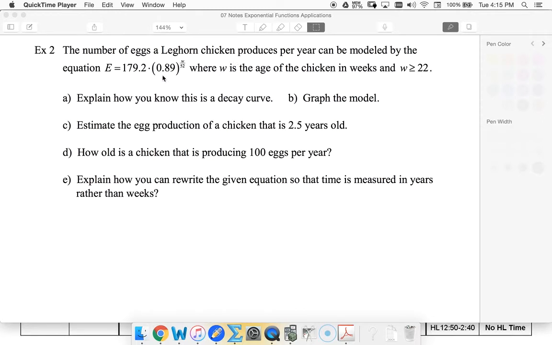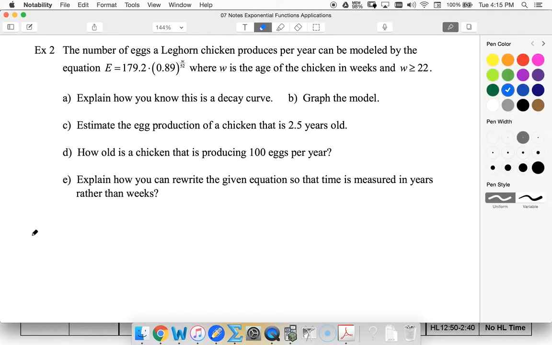How do we know it's decay? Well, our rate of growth, before we were doubling and that was exponential growth, now we've got a rate that's less than 1. So 0.89 is less than 1, therefore we have decay.